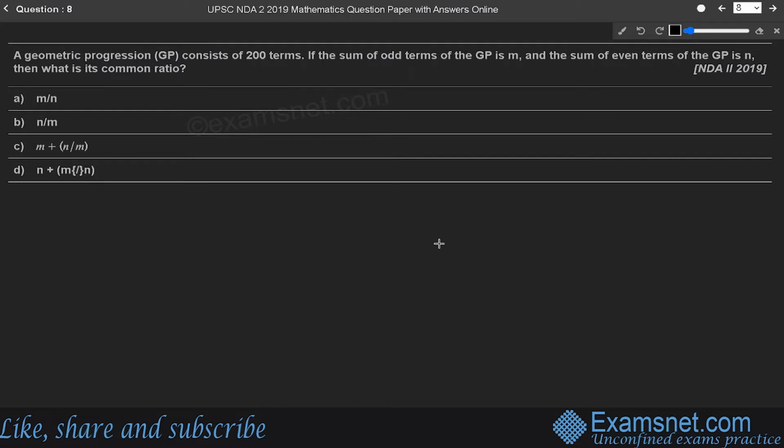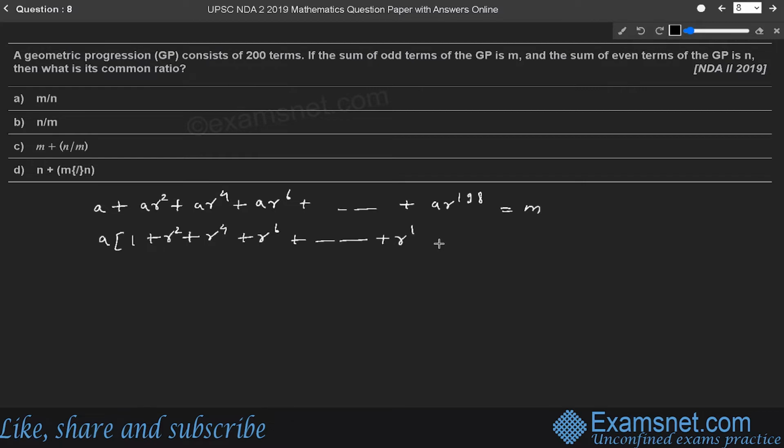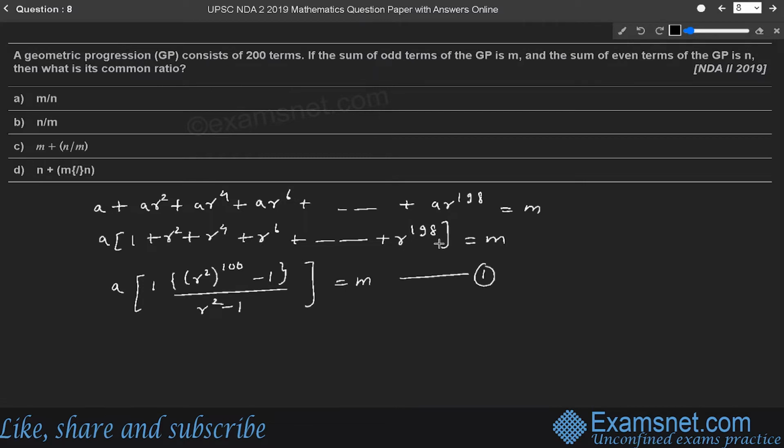Given that the sum of odd terms of GP is equal to m, so it will be A plus AR square plus AR power 4 plus AR power 6 plus so on up to AR power 198. It is equal to m. Taking A common, it will be A into 1 plus R square plus R power 4 plus R power 6 plus so on up to R power 198. It is equal to m. So it can be written as A into R square power 100 minus 1 divided by R square minus 1 is equal to m. Let this be equation number 1.